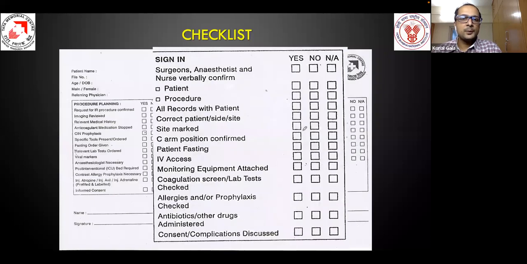So during the biopsy, the sister or the assisting staff needs to check whether it is yes or no. That is, what are the vitals during the procedure, whether the correct site has been marked, whether IV access has been taken, whether antibiotics have been given, and so on and so forth.